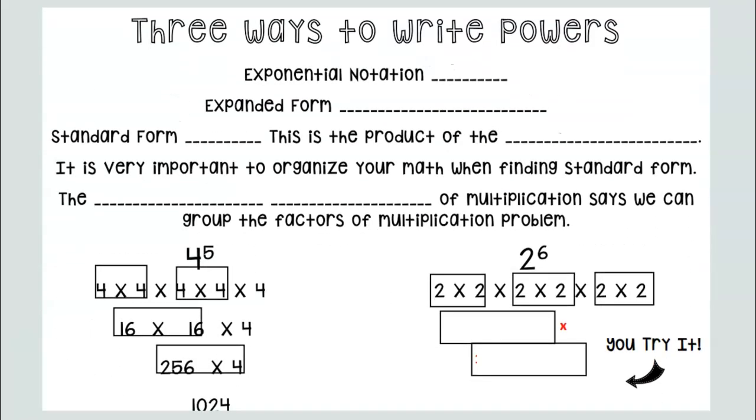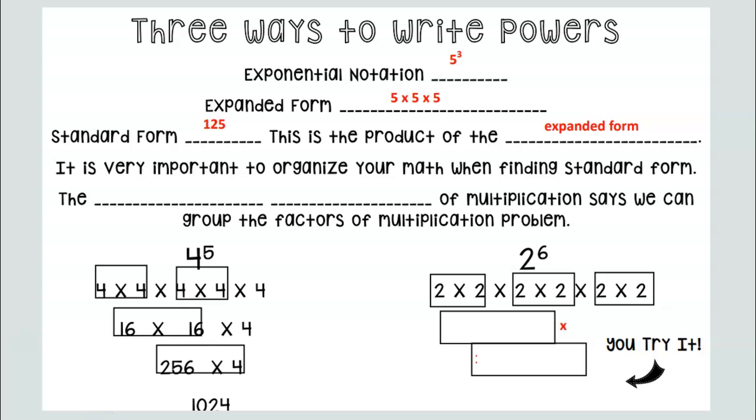There are 3 ways to write powers. You can write them in exponential form, 5 to the 3rd power, or 5 cubed. Expanded form, which is writing it out in the multiplication expression, 5 times 5 times 5, or standard form, which is the product or answer, 125. This is the product of the expanded form.